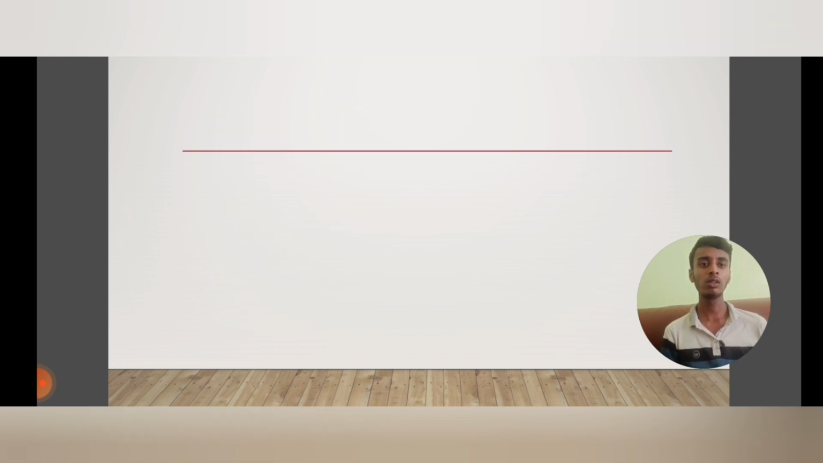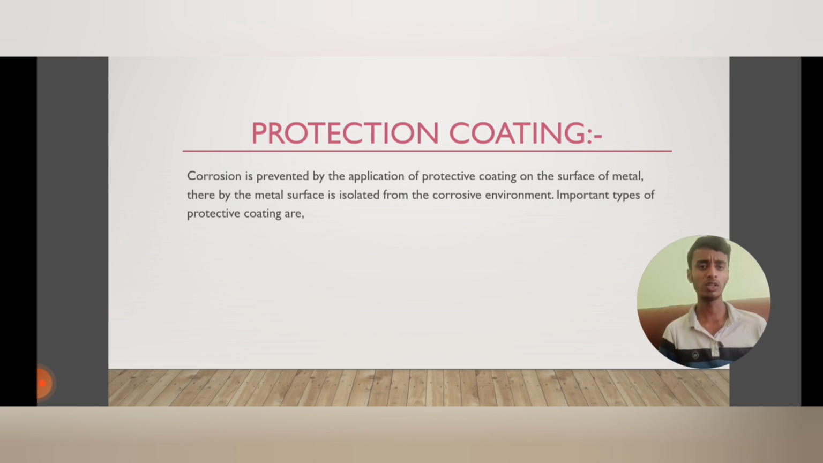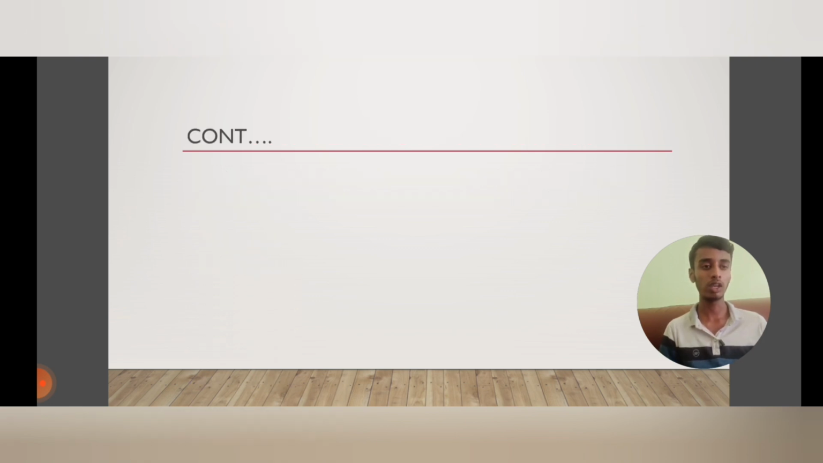Now we'll go to what is protection coating. Corrosion is prevented by applying a protective coating on the surface of the metal, thereby the metal surface is isolated from the corrosive environment. This means something like a metal such as zinc is coated on the iron so that iron is prevented from corrosion. And the types of protection coatings are metallic coating and inorganic coating.